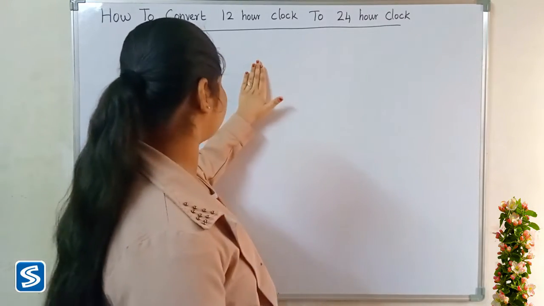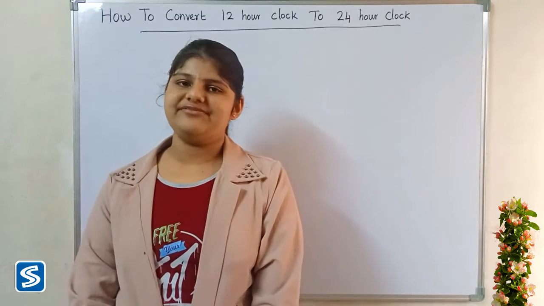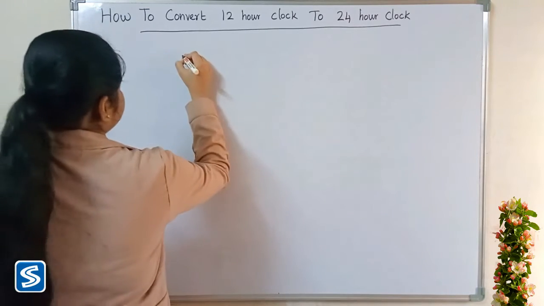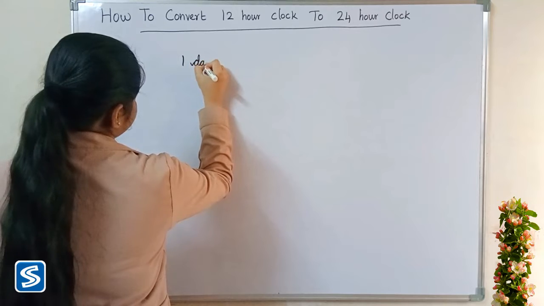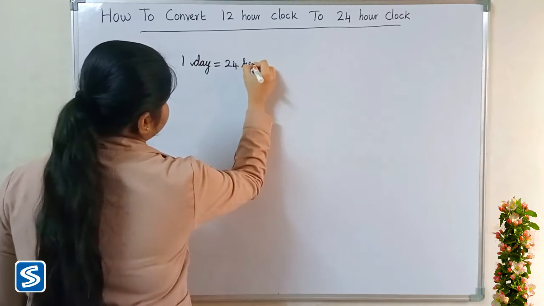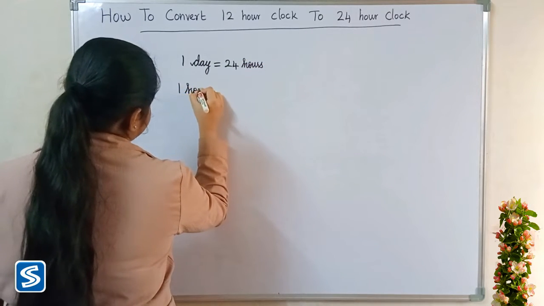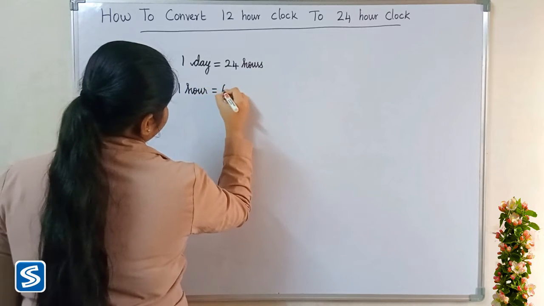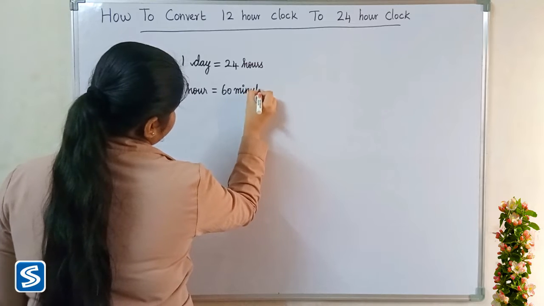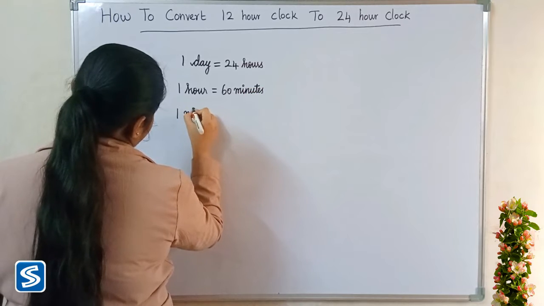What is meant by 12-hour clock system and 24-hour clock system? We already know that time is divided into hours, minutes and seconds. Each day is 24 hours. Each hour is 60 minutes. Each minute is 60 seconds.